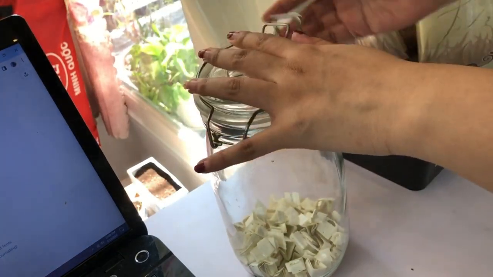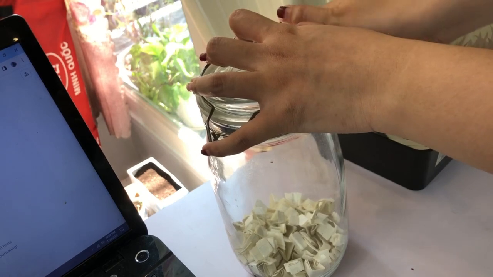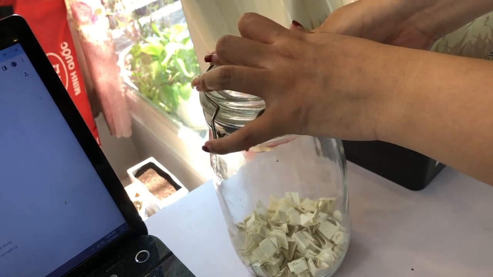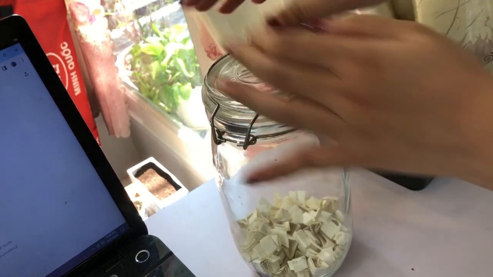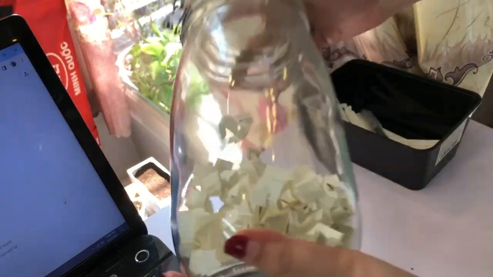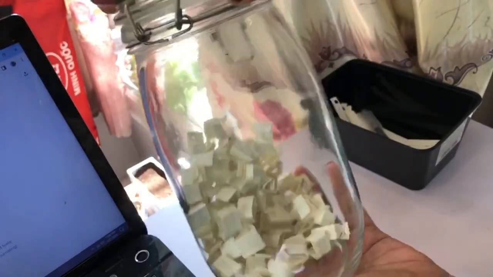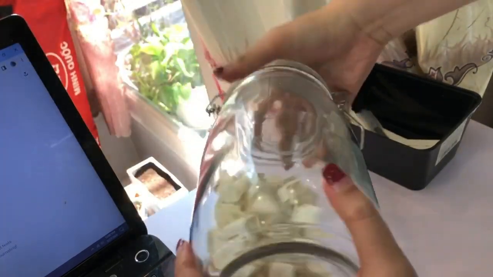Close the lid, shake it up, and you have a lot of journal prompts to use for a couple of months. Even if you journal once a day, 100 journaling prompts is going to last you 3 whole months. I am so happy with the result. I feel like it's so romantic to do this for yourself.